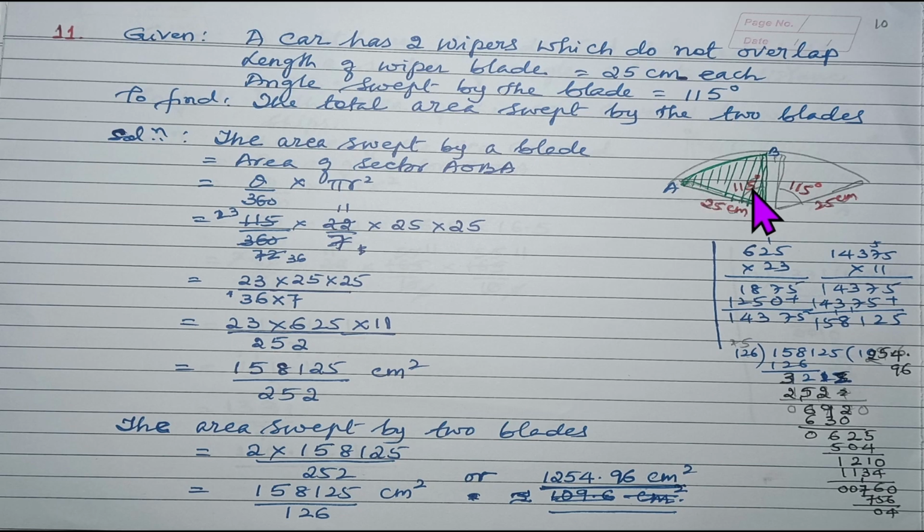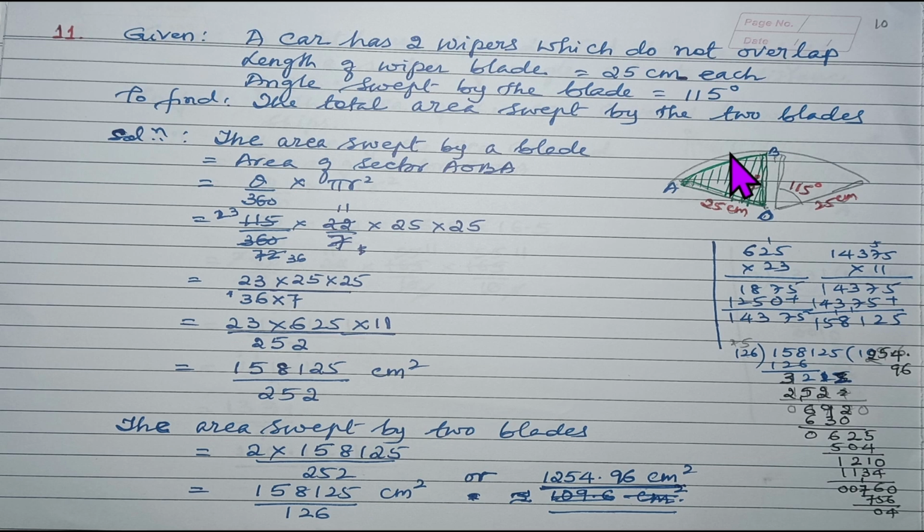So if you find the area of the sector of one blade, we can double it to get the total area. The area swept by a blade is equal to the area of sector AOBA, and that is equal to theta by 360 into pi r square, where theta is 115. So 115 by 360 into 22 upon 7 into 25 into 25, because 25 centimeters is the length of the wiper blade, and therefore simplifying we get 23 into 25 into 25 by 36 into 7, and further simplification we get 158,125 divided by 252 centimeters square. So that is the area swept by one blade.